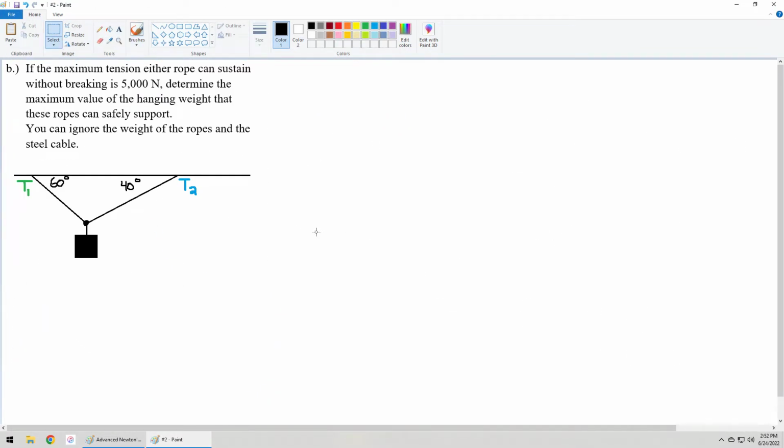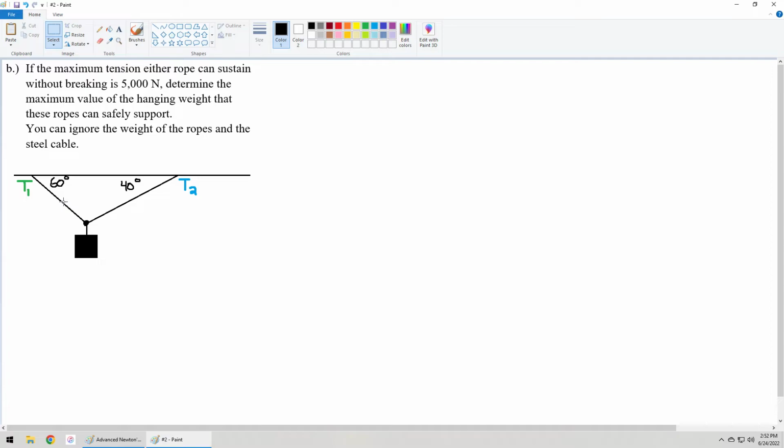picture here too. So if the maximum tension that either rope can sustain without breaking is 5,000 newtons, determine the maximum value that the hanging weight can support. We know that since the max tension in either rope is 5,000 newtons, one of the ropes has to have a maximum tension of 5,000. Well, it's got to be the case that it's T1. And I say that because T1 has the bigger tension.